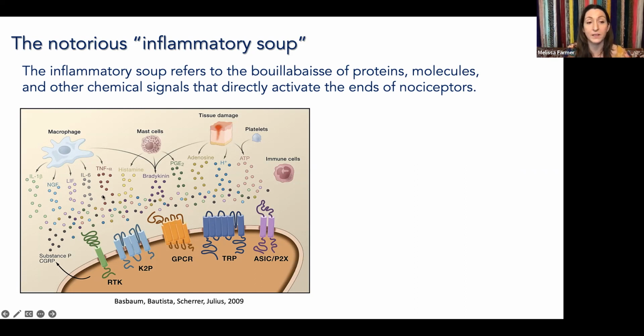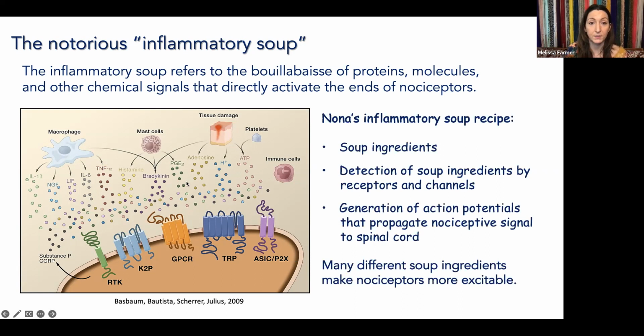One of the other weird things is that there are people who spend their whole lives studying just a couple of these chemicals. So there's lots of potentially excessive energy being put into this. But the idea is that if you were to create a recipe, I have this sort of cute, known as inflammatory soup recipe, what is needed to create inflammation? You have the soup ingredients.